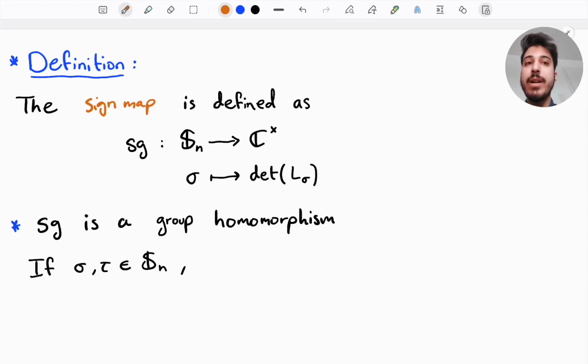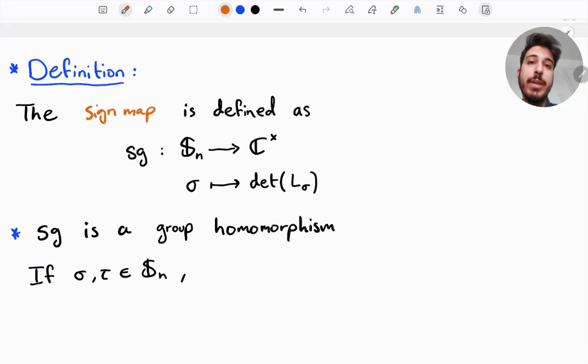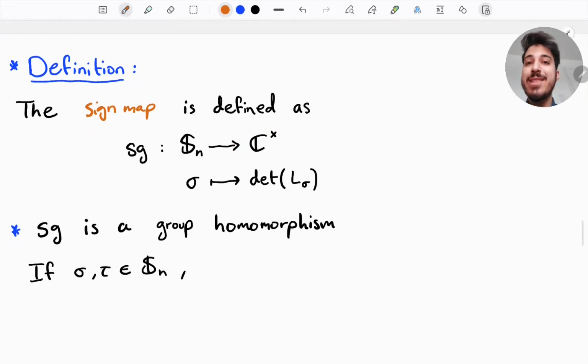So the sign map is defined as sign, taking a permutation and giving back a non-zero complex number. Now I'd like you to be not too intimidated by the C star codomain, because we will not really have any complex numbers as our determinant. We have just proved that the determinant of a permutation matrix is either going to be equal to 1 or minus 1. So in fact, the codomain is way larger than the image. So here we have that the sign map is in fact a group homomorphism. And this fact comes immediately from the fact that the determinant is a homomorphism. We will see this now.